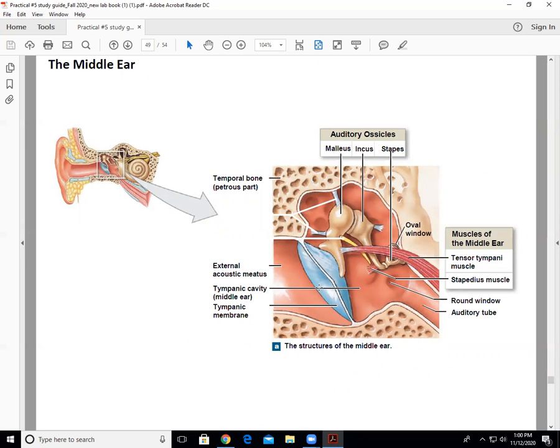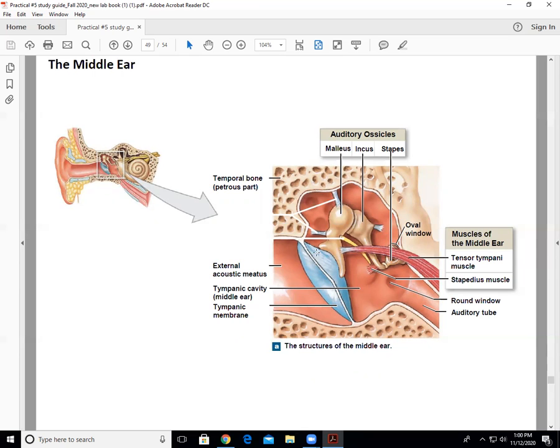In the middle ear, got your incus here, so the malleus, incus, and stapes, MIS. Malleus looks kind of like a mallet, incus and stapes.